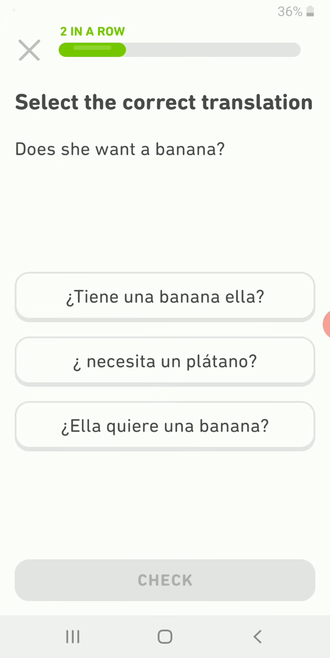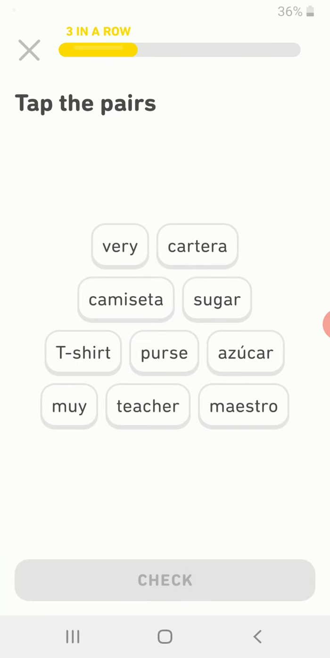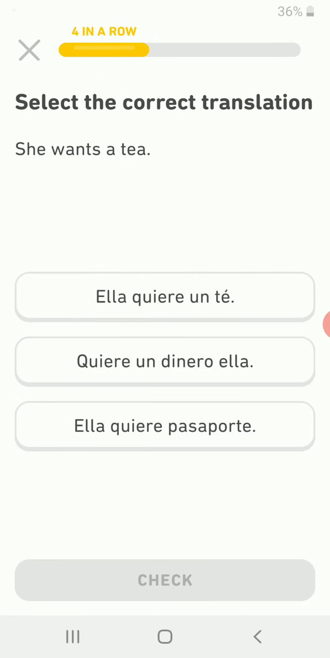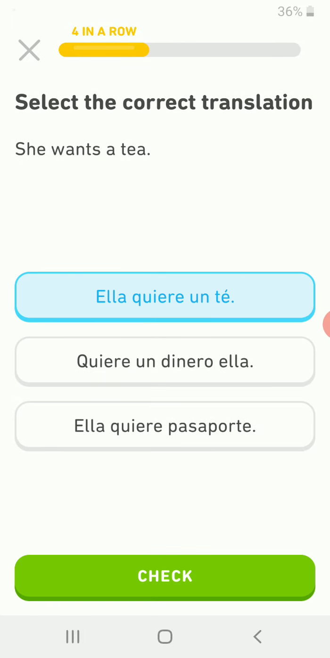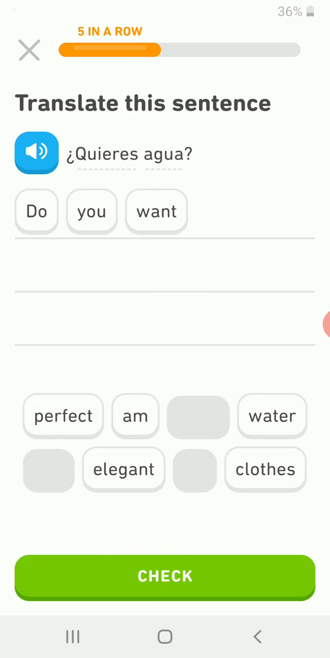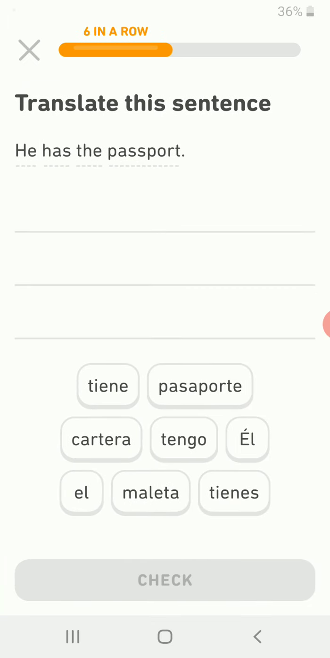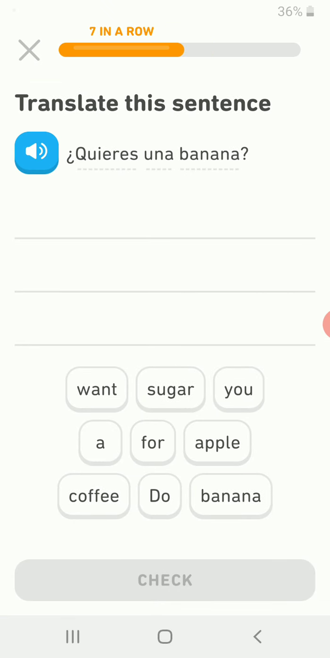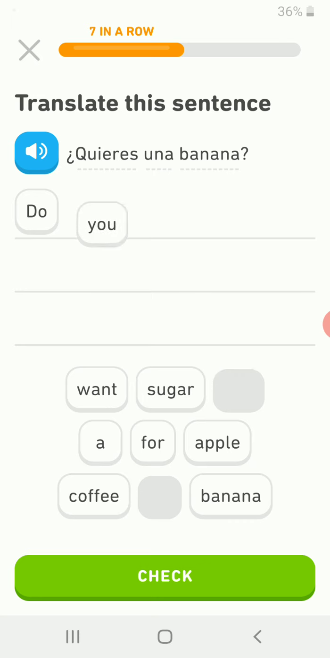It shouldn't be difficult. Does she want a banana? Ella quiere una banana. And very is muy, cartera is purse, camiseta is a t-shirt, sugar is azúcar, teacher is maestro. And she wants a tea. Ella quiere un té. ¿Quieres agua? Do you want water? And he has the passport. Él tiene el pasaporte. ¿Quieres una banana?